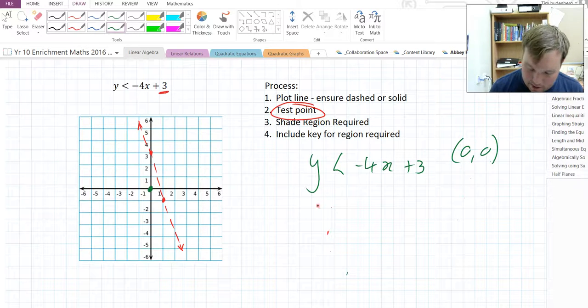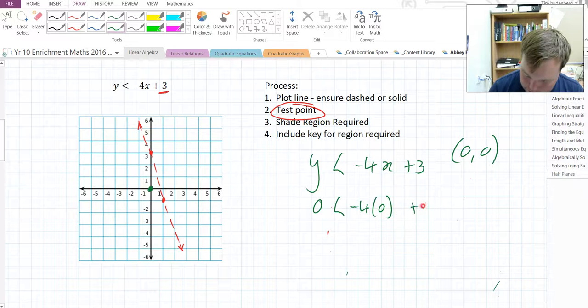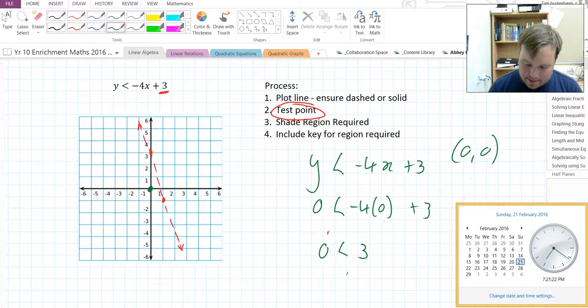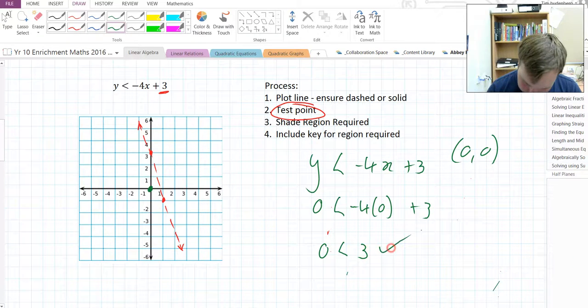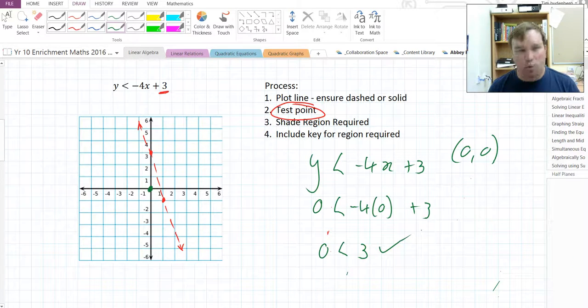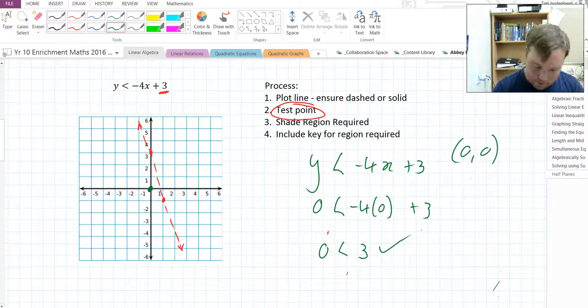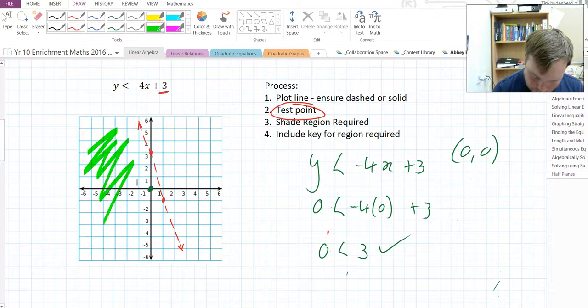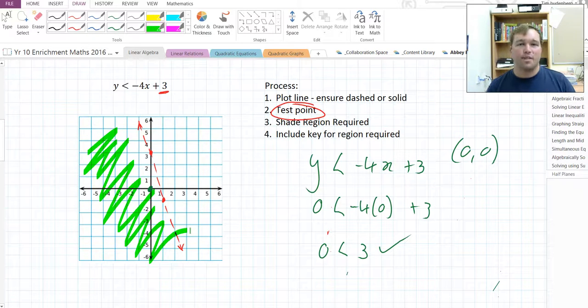Alright, so let's sub it in. 0 is less than minus 4 lots of 0 plus 3. 0 is less than 3. Yes. Tick. So that means we want this side. Everything on this side is feasible.